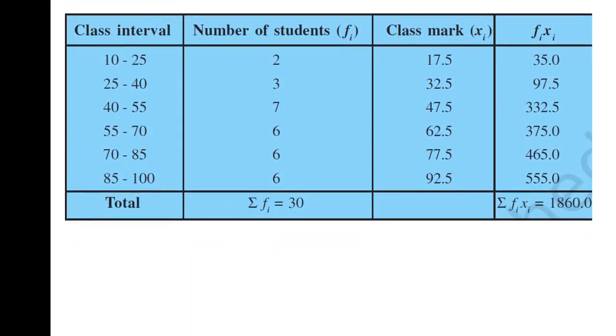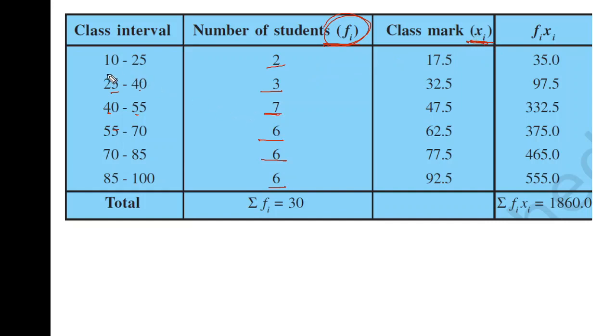Okay, here we have written the class intervals 10 to 25, 25 to 40, 40 to 55, up to 85 to 100, and the number of students, that is the frequency, we have written as Fi. So 10 to 25 is 2, 25 to 40 is 3, 40 to 55 is 7, 6, 6, 6, and so on. Now you see we have to find Xi.